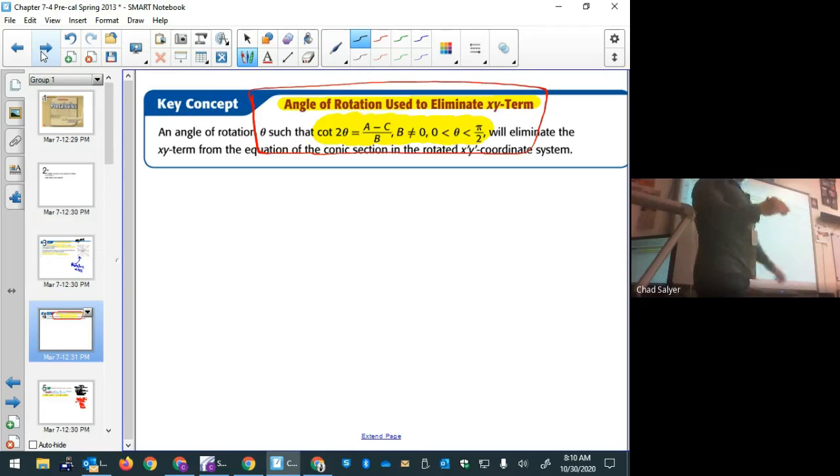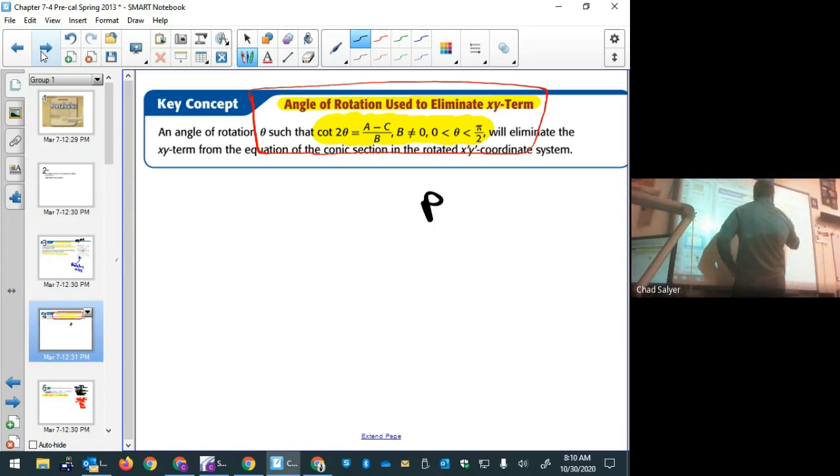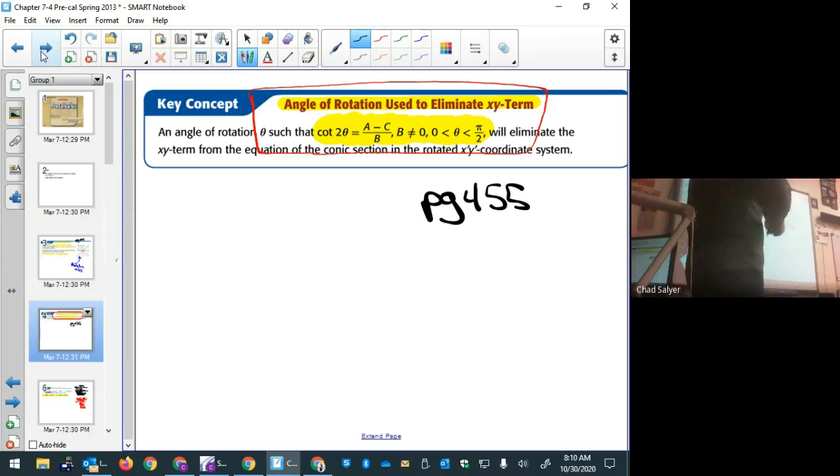This is the next formula. This is on page 455. So this is how we find theta using the coefficients of the conic. So A minus C over B is cotangent of 2 theta. So we use that to find the theta, eliminate the xy term, use new axes.